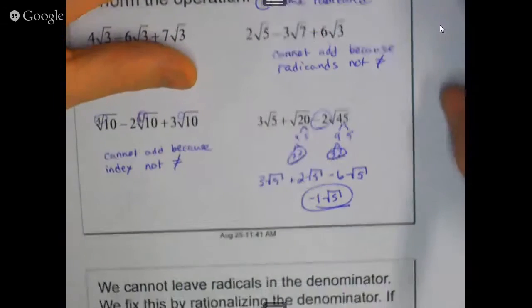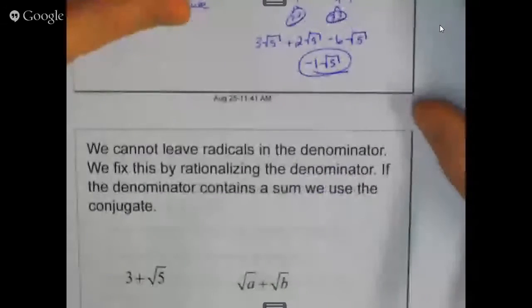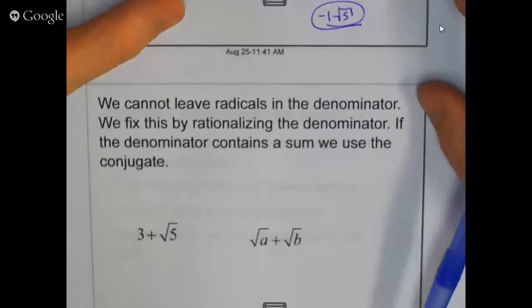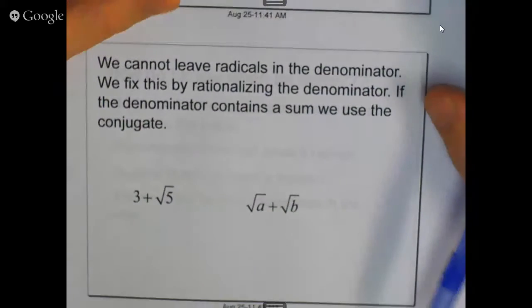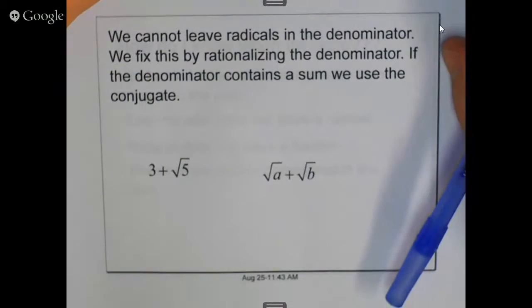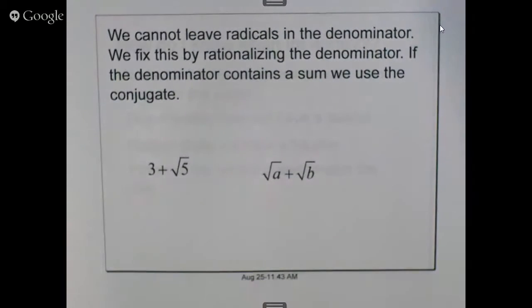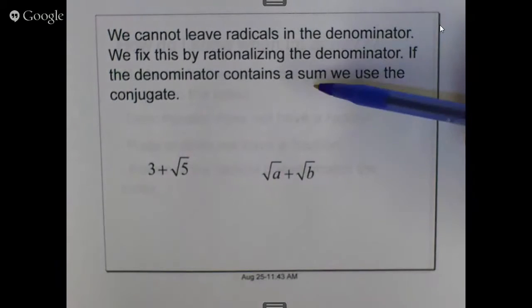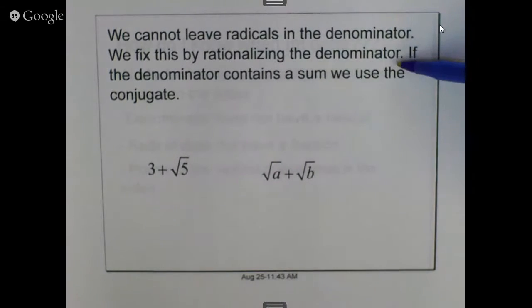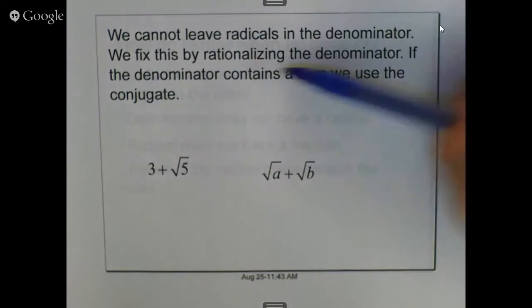And we're finished. We cannot leave radicals in the denominator. It's just not proper for the most part. There will be some cases where you do want them in the bottom, but for the most part here in college algebra, we don't want them on the bottom. We fix this by rationalizing the denominator. If the denominator contains a sum, we use what's called the conjugate.